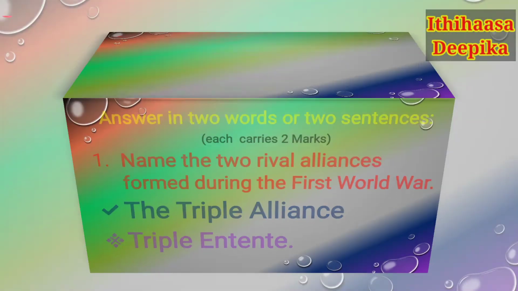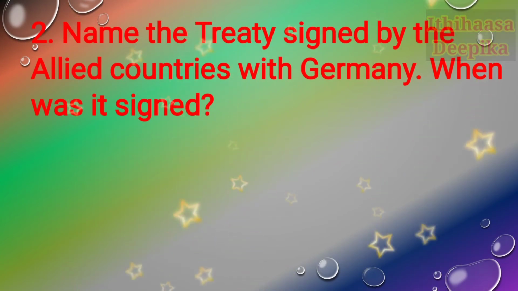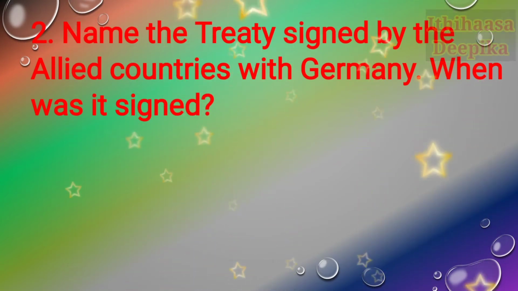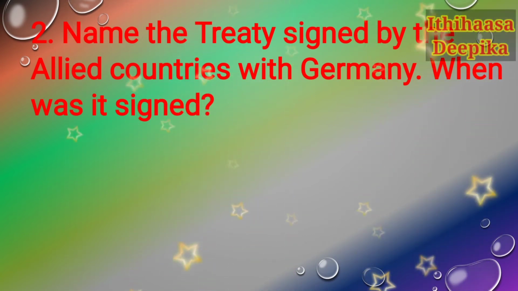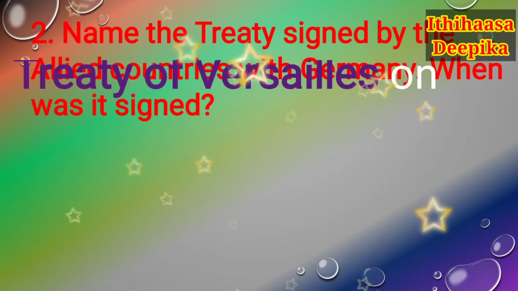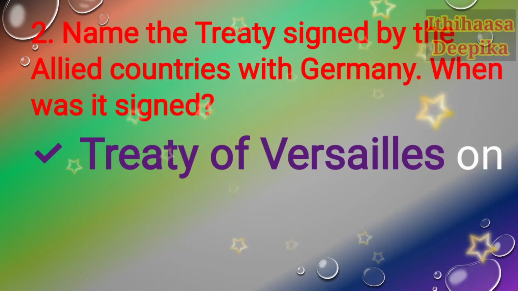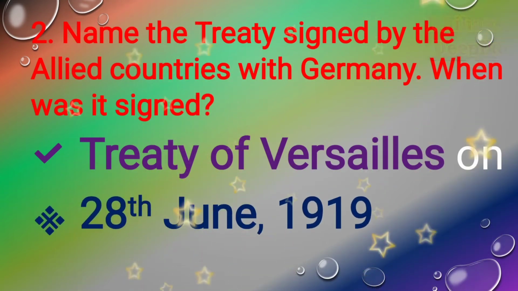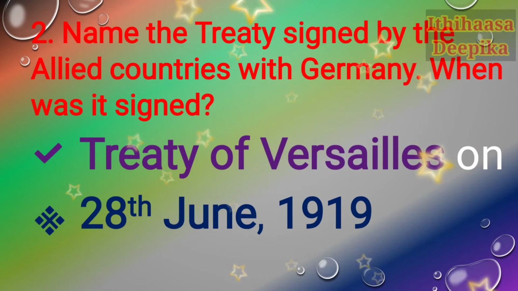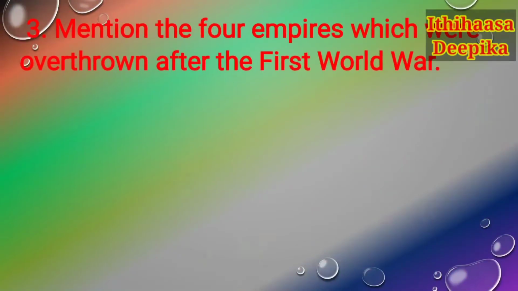Question number 2. Name the treaty signed by the Allied countries with Germany. When was it signed? The Treaty of Versailles. It was signed on 28 June 1919. Treaty of Versailles signed on 28 June 1919.